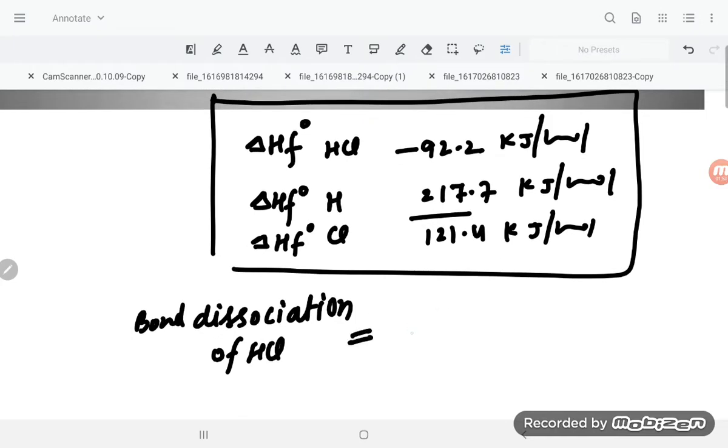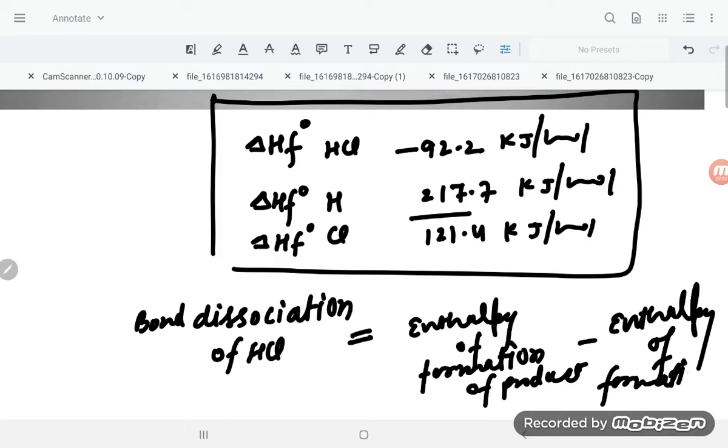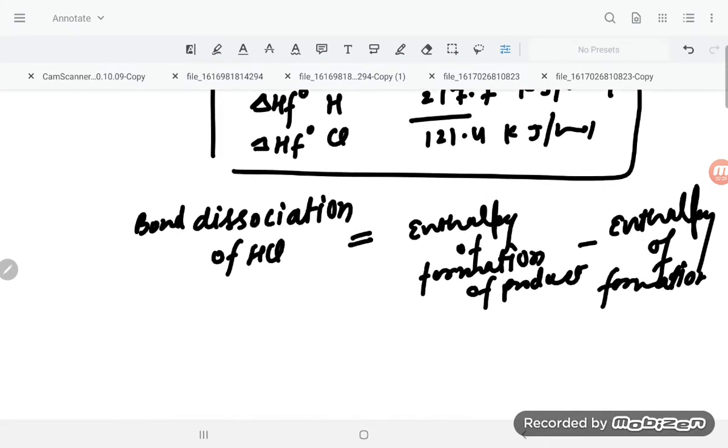The bond dissociation enthalpy you can easily calculate from the enthalpy of formation. Here it will be the formula, students: enthalpy of formation of product minus enthalpy of formation of reactant.